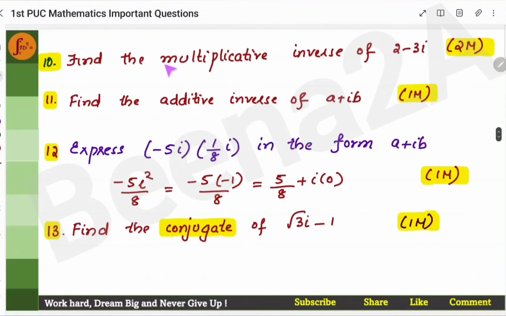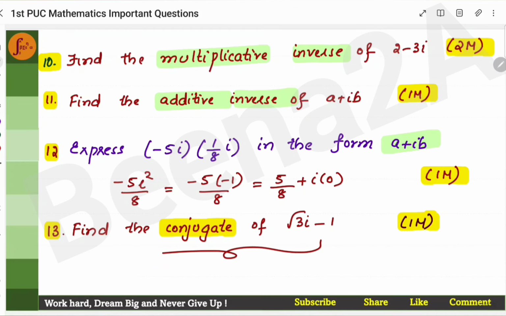Then another important one is to find the multiplicative inverse and find the additive inverse. Multiplicative inverse would be a 2 marker, additive inverse would be a 1 marker. Then again, express in the form a plus i b, then find the conjugate. Another very important one: find the conjugate of root 3 i minus 1.